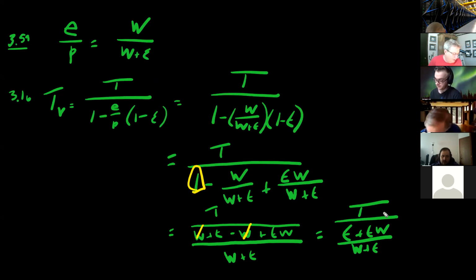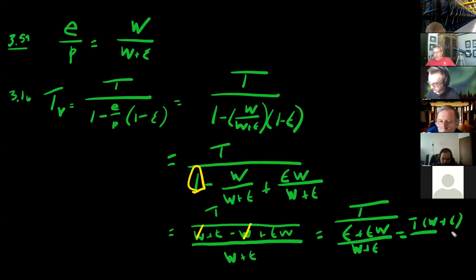But what can I do then? I can bring the W plus epsilon up on top, so I get temperature times W plus epsilon all over epsilon plus epsilon W. But can I factor out an epsilon? And I go there and I'm like, oh, there we go. There's the next equation. I did it.